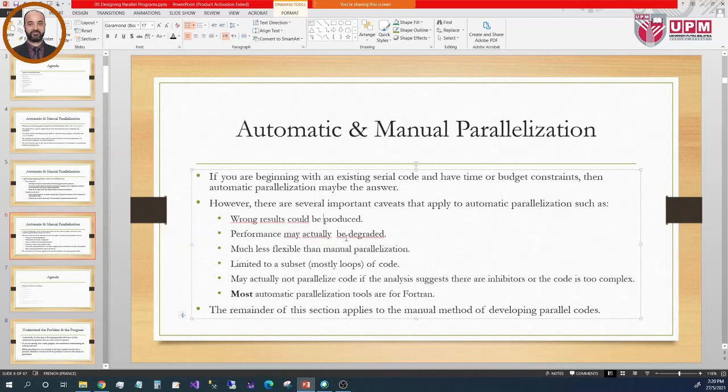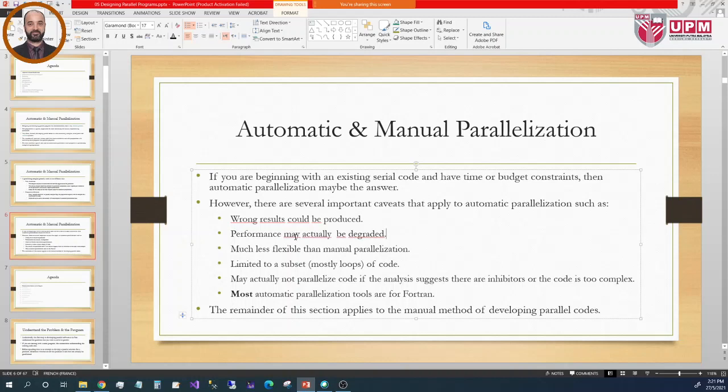Performance may actually be degraded. If the program cannot be parallelized by nature, then automatic parallelization will waste time trying to make it parallel, then it will fail, and after that the program will run in serial, so we waste our time and introduce extra unnecessary overhead.